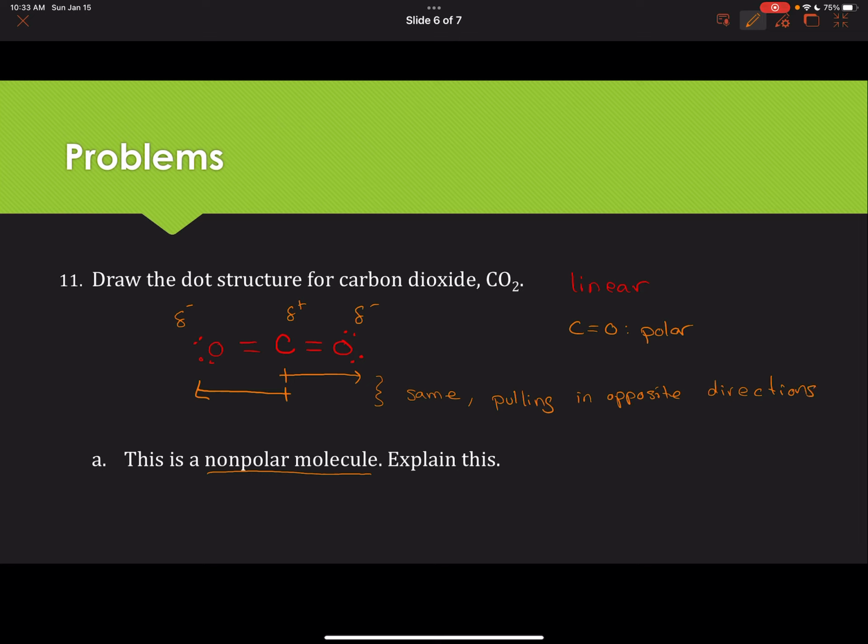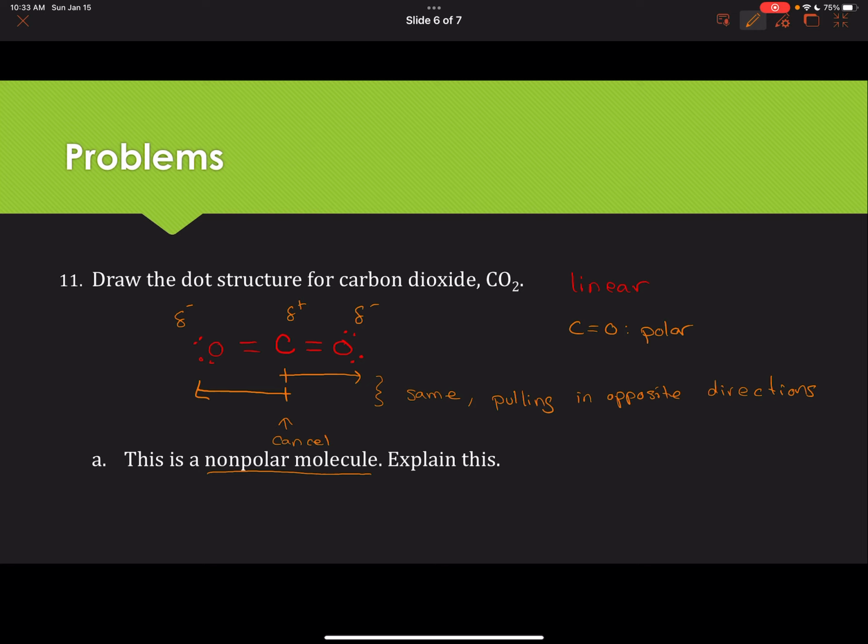The consequence of that is that my electrons get pulled onto both sides of that molecule equally, because the atoms on either side of the center are the same. They're pulling the same. We can see that these dipoles cancel one another, giving us a nonpolar molecule.